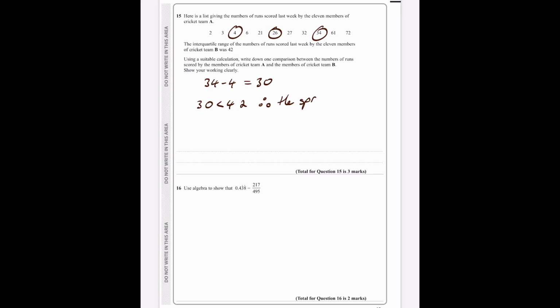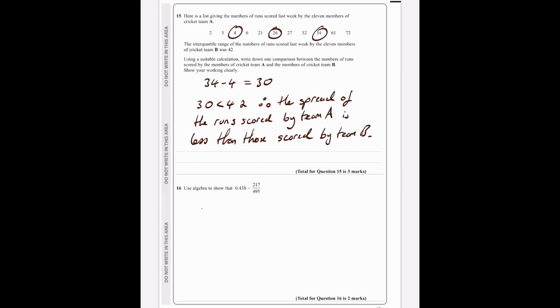It does want us to do a comparison, so we will compare the interquartile range of the two teams. 30 is of course less than 42. An interquartile range measures spread of data, so the spread of runs scored by team A is less than the spread of runs scored by team B. Something along those lines, mentioning the spread for one being less than the spread for the other is sufficient.